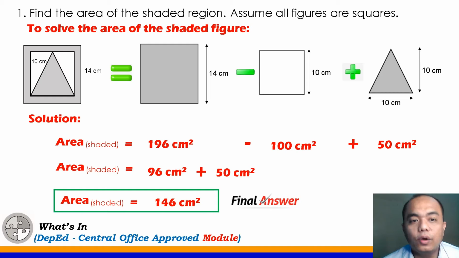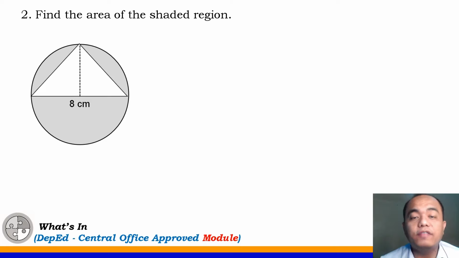This will represent your square, the big square here, the shaded part of this big square, and the whole part of your triangle here. Now find the area of the shaded region. So we have here one big circle and our triangle here, the shaded one. Nag-overlap na naman, so expect that there will be subtraction later on. Okay, so to solve for the shaded region, here's how.